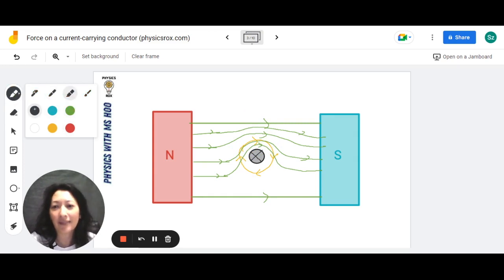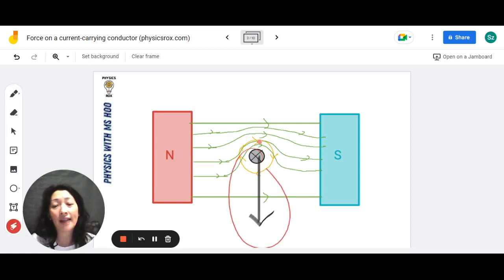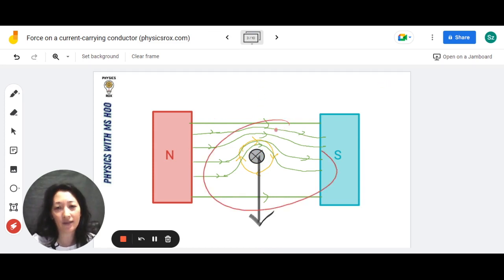Let's pick the color. Okay, it's going to create a force that pushes the wire out of the way. And it's going to go from the stronger field to the weaker area. So this creates a force in this direction, in this case, downwards. So this is the force that's acting on the current carrying conductor that's placed in a magnetic field. And that's how this force is created.